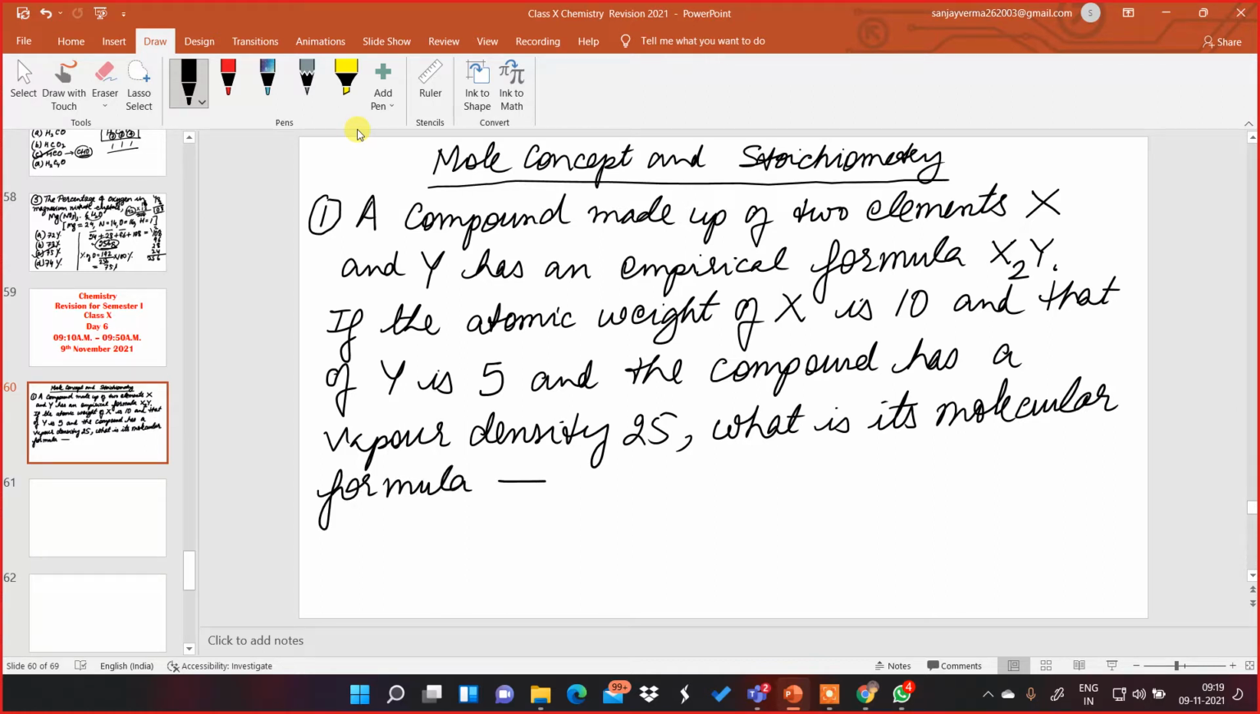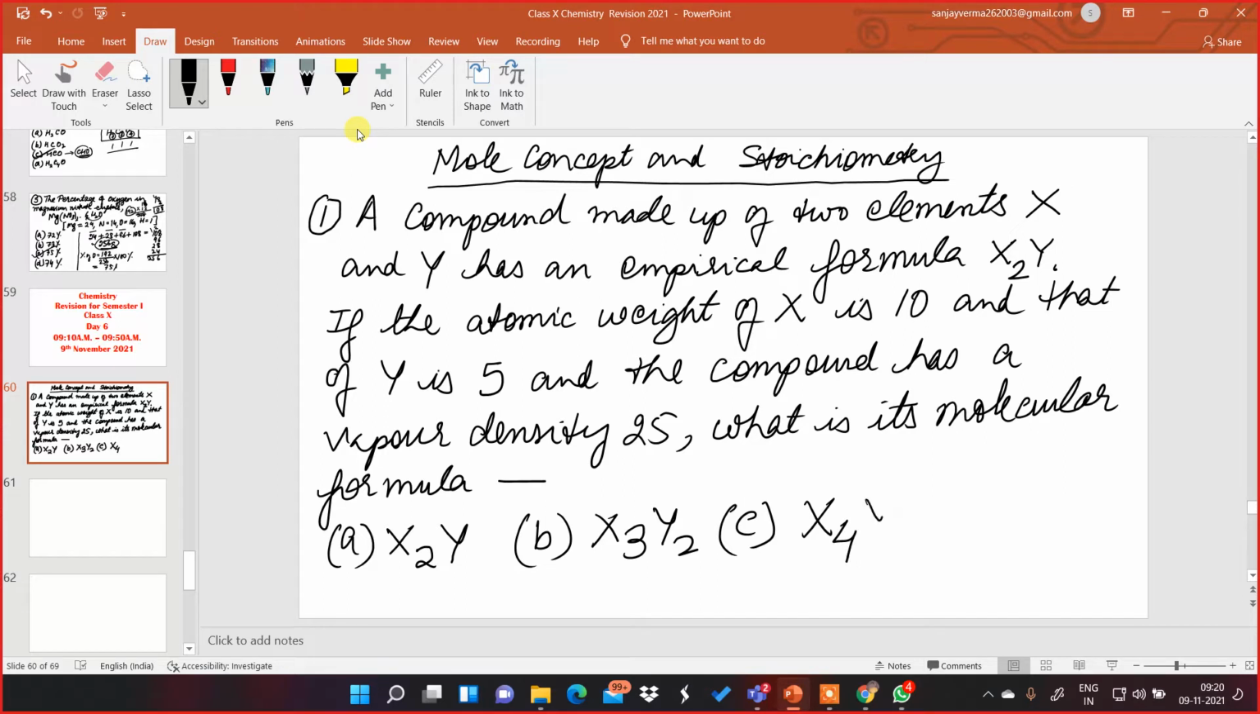So options, I'm writing down the options. Option A is x2y. Option B, x3y2. Option C, x4y2. Option D, xy. So x4y2 is the correct answer. That is the correct answer.